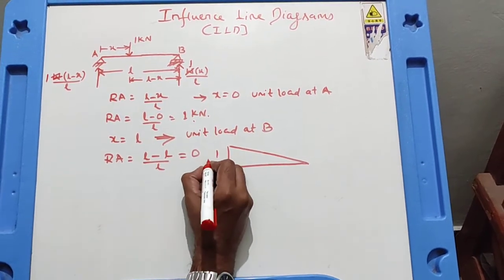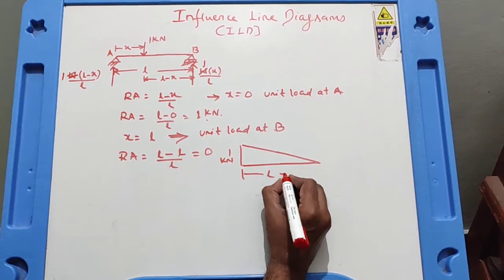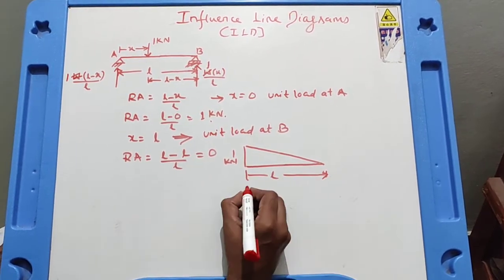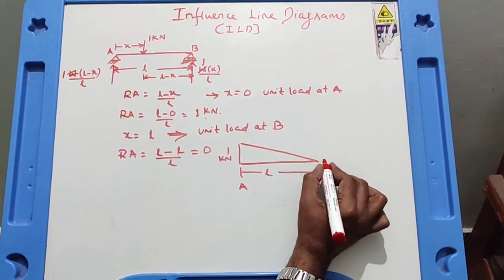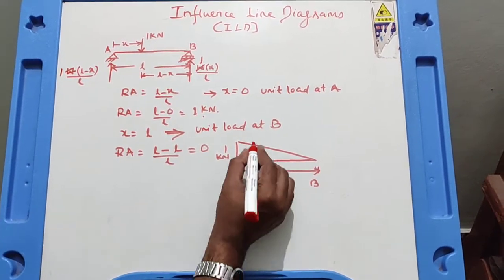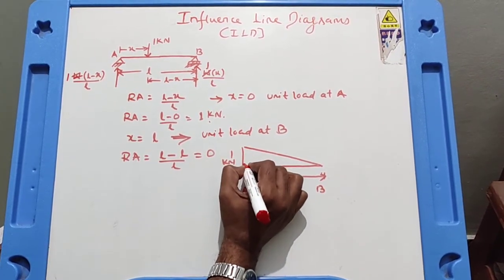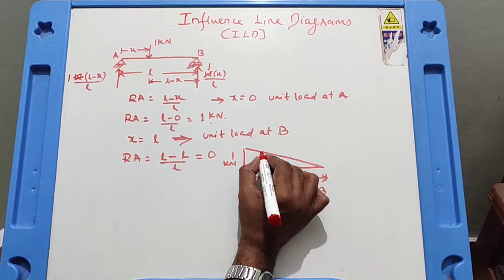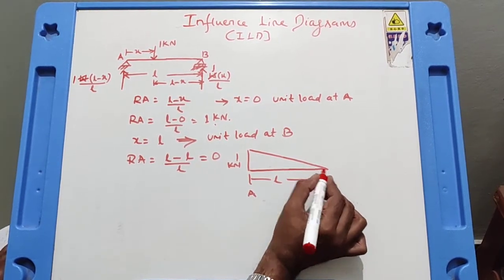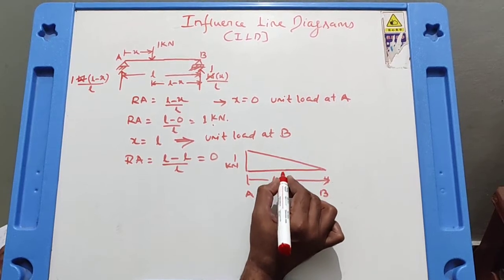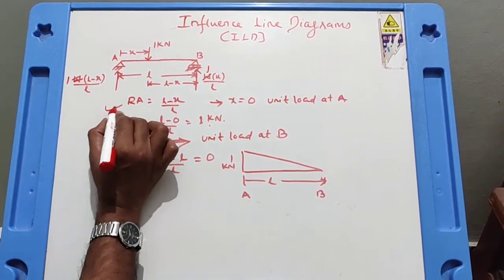So it is 1 kilonewton and this is L, the distance, and this is position A, this is position B, and it is 0 here. So in this diagram, what is this ordinate? This is reaction at A. What are the other ordinates? How many ordinates are there in this entire figure? Innumerable ordinates. You cannot count. At each and every section, all the ordinates represent reaction at A only.